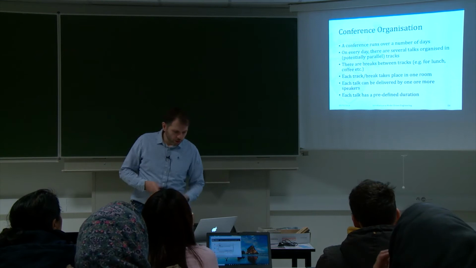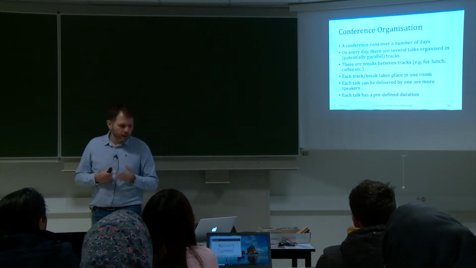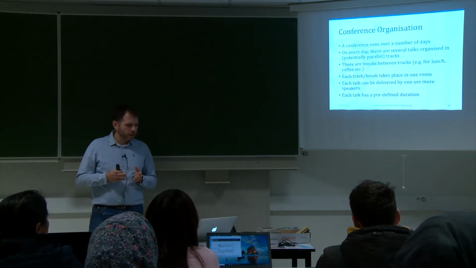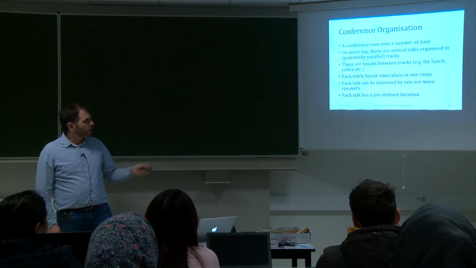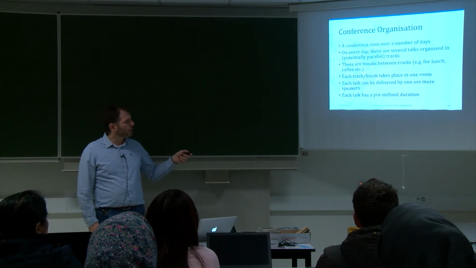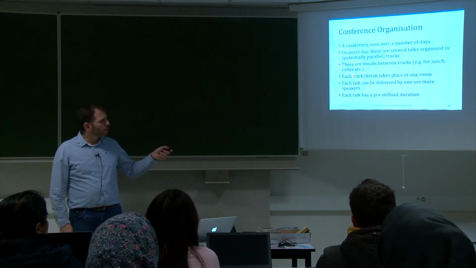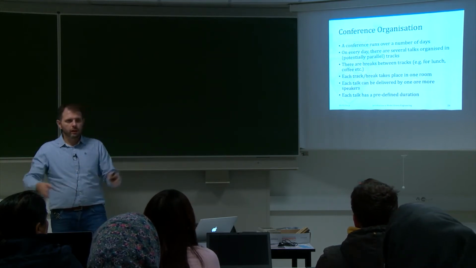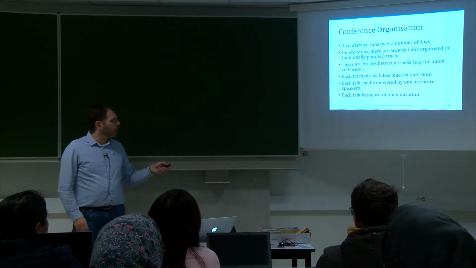So suppose that you're asked to organize a conference, and that conference runs over a number of days. On every day, you have a number of tracks. And every track has several talks. And then you have breaks between tracks for things like lunch and coffee. And you need to allocate every track to happen in a particular room so that you don't get two cohorts of people in the same room unintentionally.